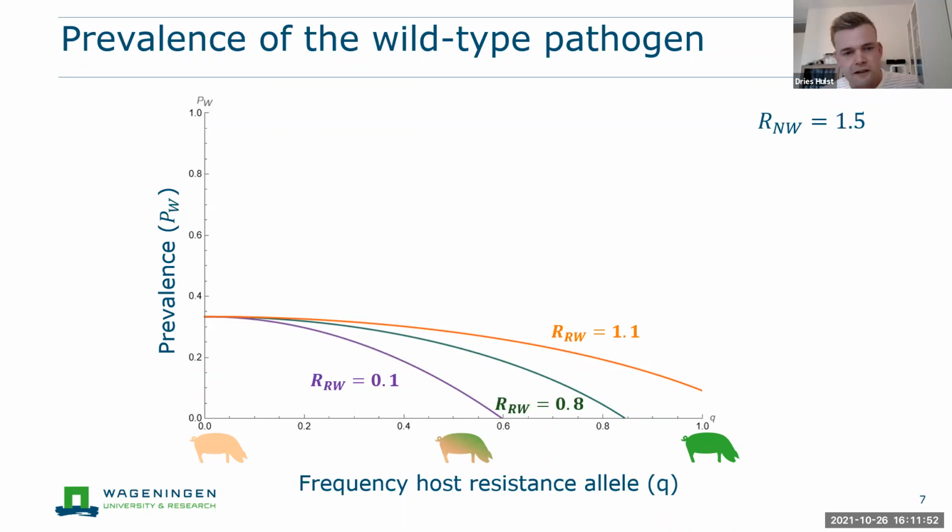What you see is that when it's above 1, the disease doesn't die out, so the prevalence stays above 0 even in a fully resistant population. And when it's below 1, the disease dies out at a certain level of host resistance. And what you also see, and that's quite important, is that the lower this reproduction ratio is, the earlier the point of dying out. So a lower level of resistance is needed to eradicate the disease from the population.